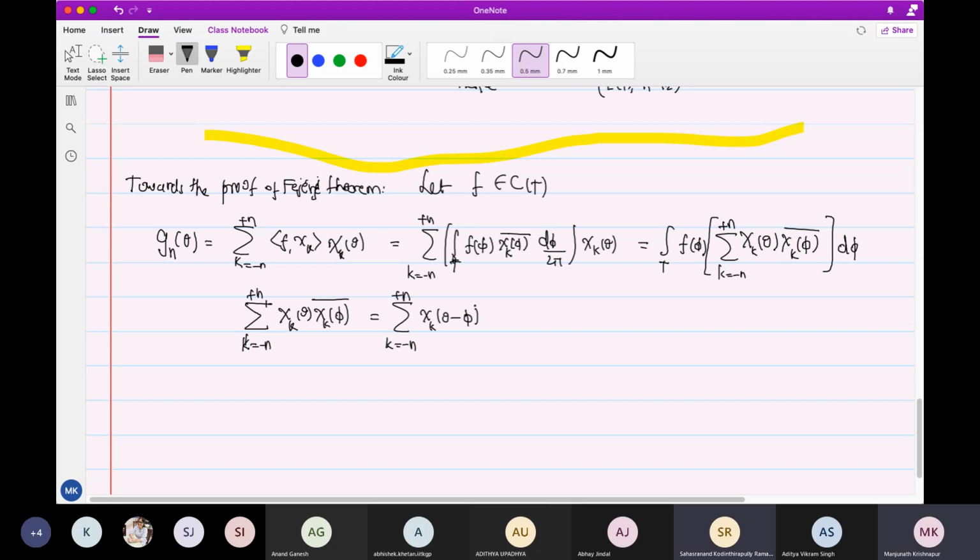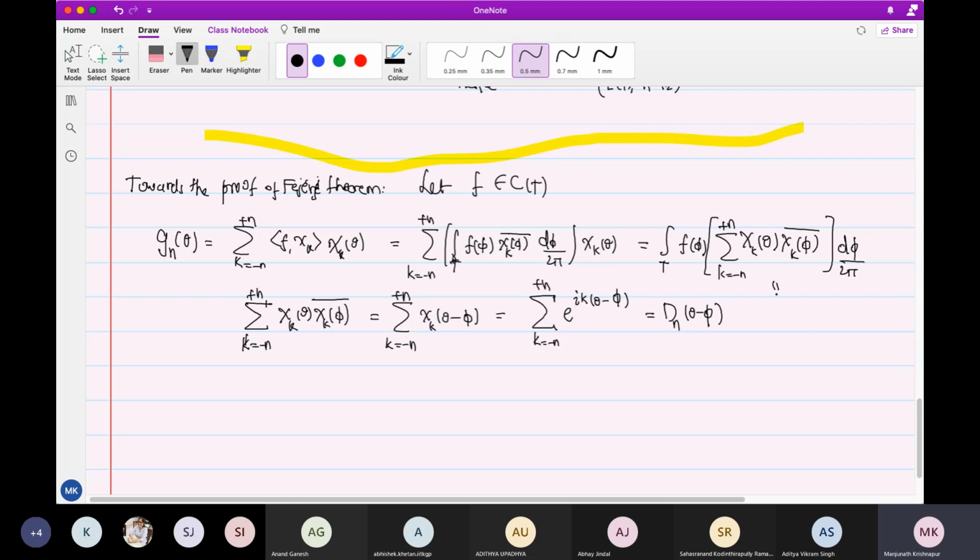That 1 by 2 pi is still there, right, sir? Ah, yeah, you're right. So that 2 pi is outside here. Let's leave the 2 pi here. So I have chi_k of theta minus phi. We know what this is. It is the sum over k equals minus n to plus n of e to the ik times theta minus phi. Let's just call it D_n of theta minus phi.